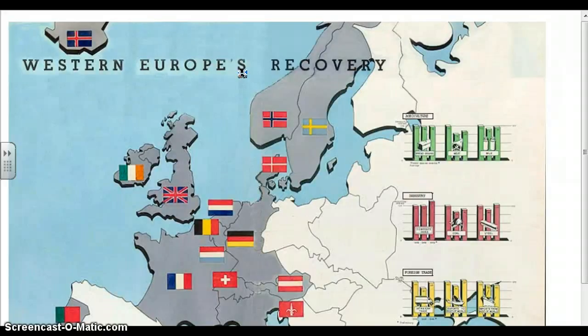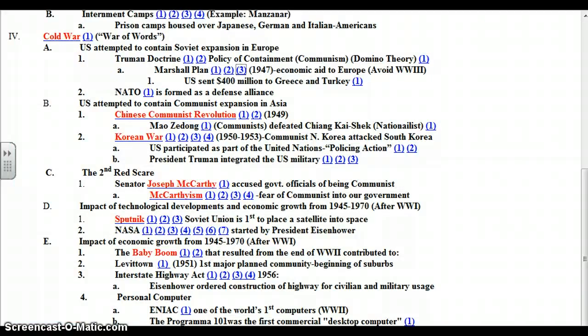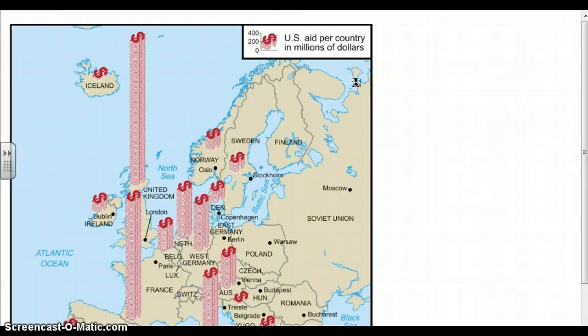This map shows the countries that received aid through the Marshall Plan, and they're signified in gray. Specifically, the United States gave $400 million to the countries of Greece and Turkey. And the purpose behind this, Greece and Turkey being located in southern Asia, is to stop Soviet expansion into the Middle East, where all the oil is located.